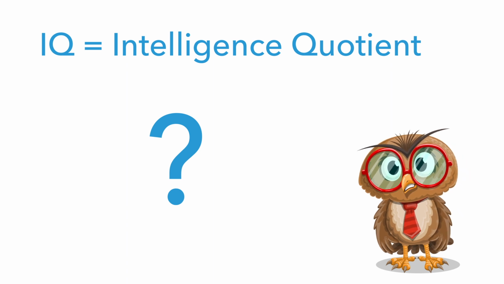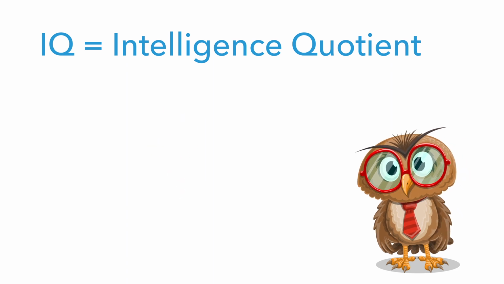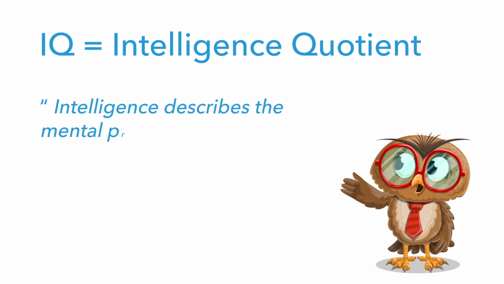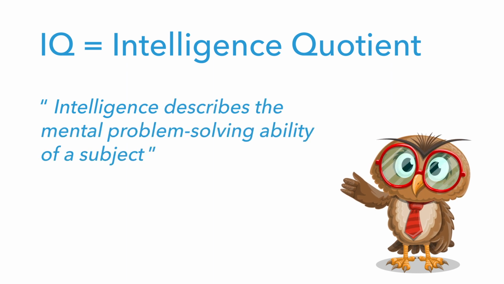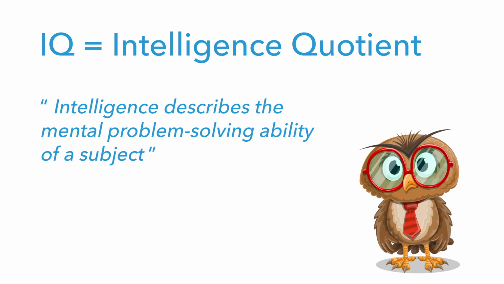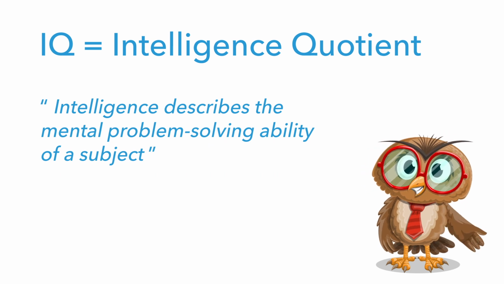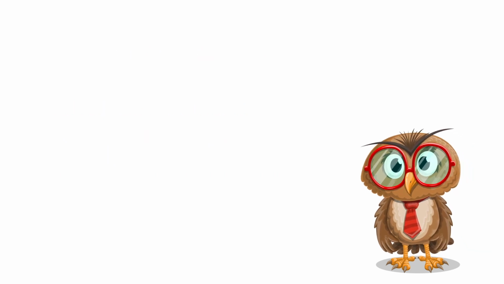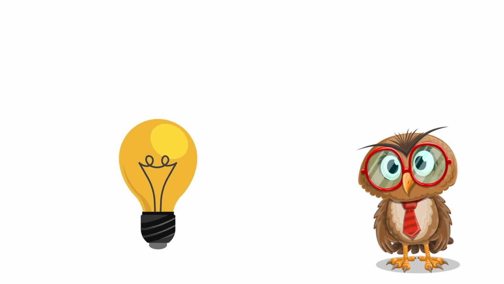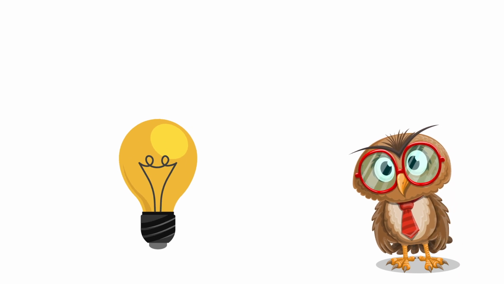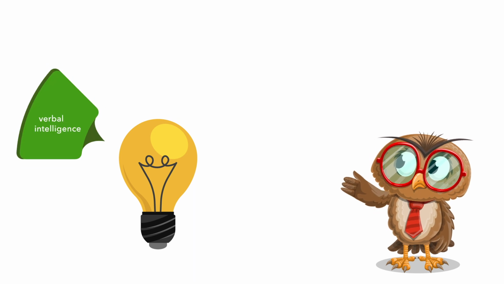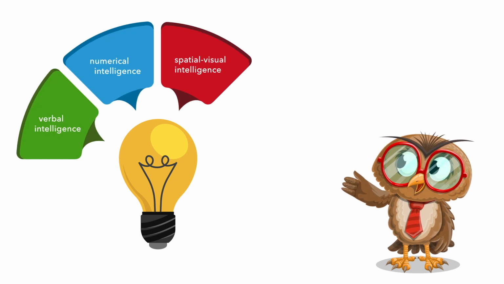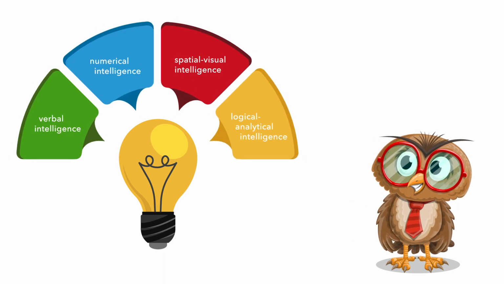There are many definitions of intelligence. Essentially, intelligence describes the mental, problem-solving ability of a subject. It means how quickly and whether a person finds a solution to a given problem. But there is not only one intelligence. It is made up of several different types. The most common forms are the verbal, numerical, spatial-visual, and logical-analytical intelligence.